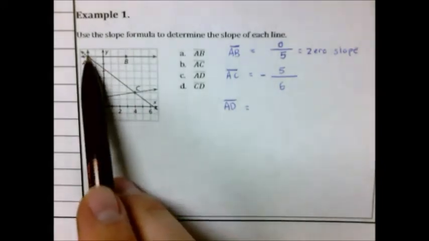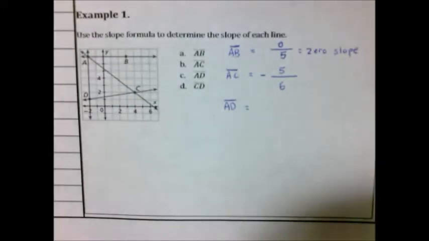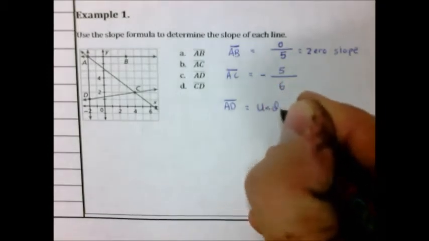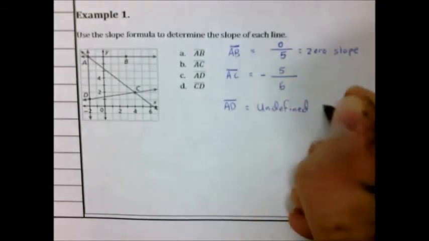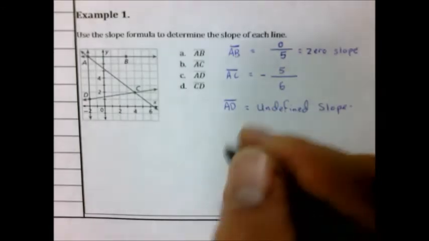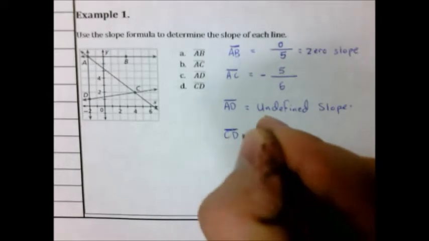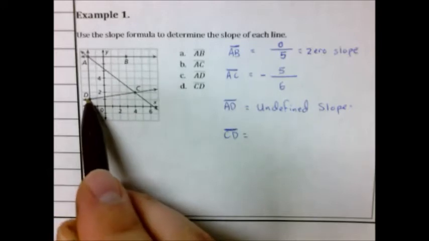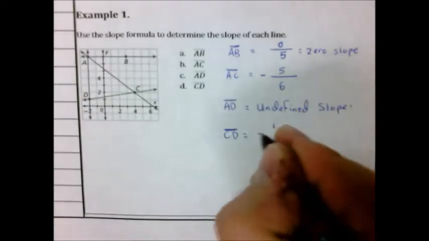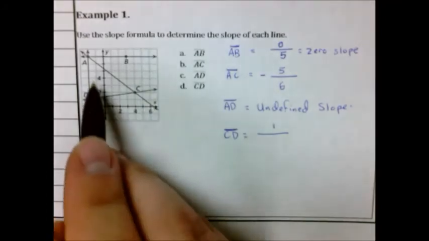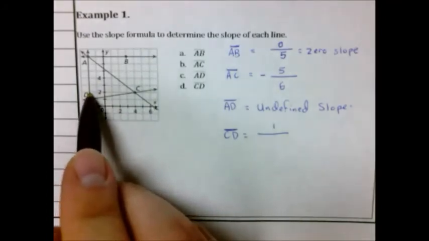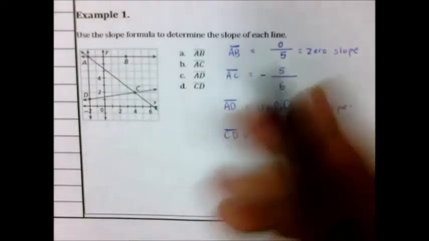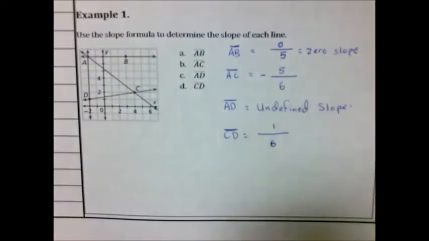But let's check out AD. AD is vertical. And remember, when we have a vertical one, that is an undefined slope. Undefined slope. And then the last one, CD. It's the same thing going from left to right. It goes up 1, and we can tell this is a positive slope because from left to right it's going up. It's going to be up 1, and then it goes over 1, 2, 3, 4, 5, and 6. So the slope is 1 over 6. Okay, that's all you're doing for example 1. That's pretty easy.